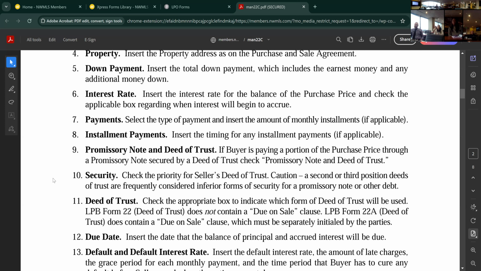All right, number 10, check the priority for seller's deed of trust. Caution: a second or third position deed of trust is frequently considered an inferior form of security for a promissory note or other debt. Why is that? Zoom people, you guys have been quiet. Why is that?